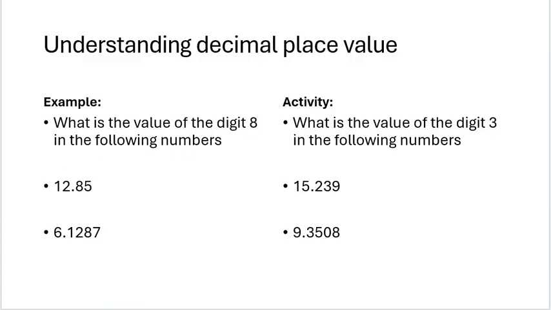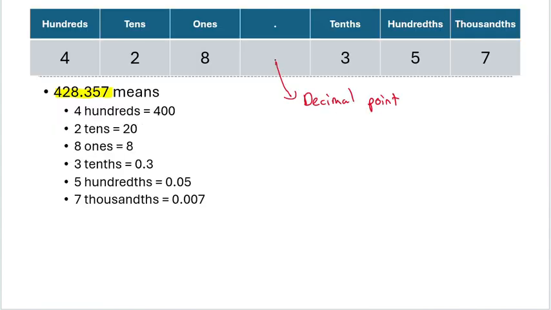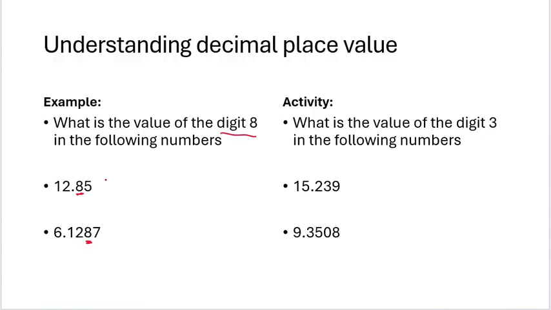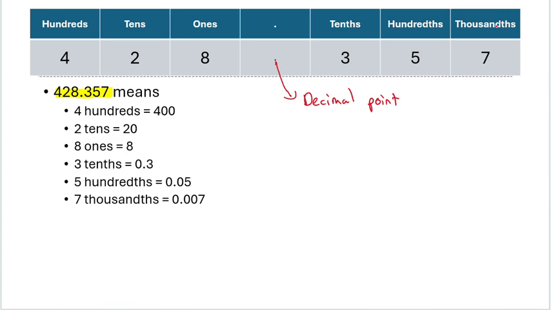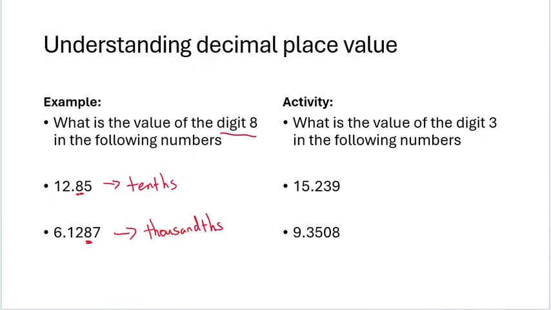So, what is the value of the digit 8 in the following numbers? So, just highlight where you see 8, and then you're just going to match them where it is. So, my 8 in the first one is pretty much in the tenths. For my second example, this is more in the thousandths. And if you just compare that to the table, the reason why it's thousandths is because it's the third number away from the decimal point.